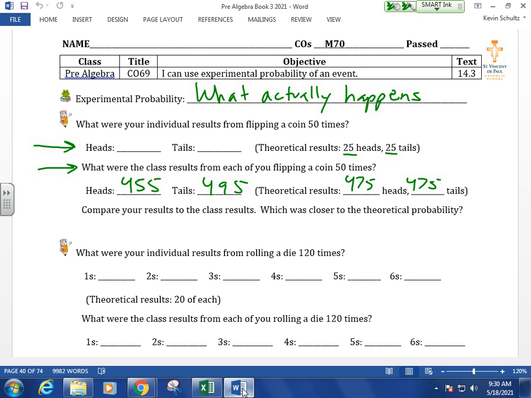I mean, we had some people get 30 and 20. There are some pretty large disparities in results there, but all in all, it came up pretty close. So compare your results to class results. Which was closer to the theoretical probability? Well, they're actually both 20 off, so they're both the same distance away. But our class results are below the theoretical probability.